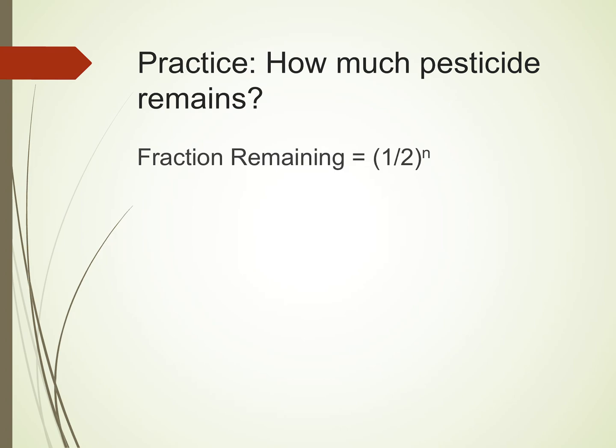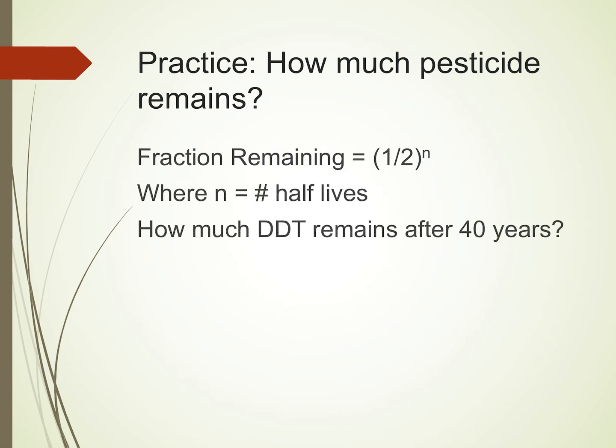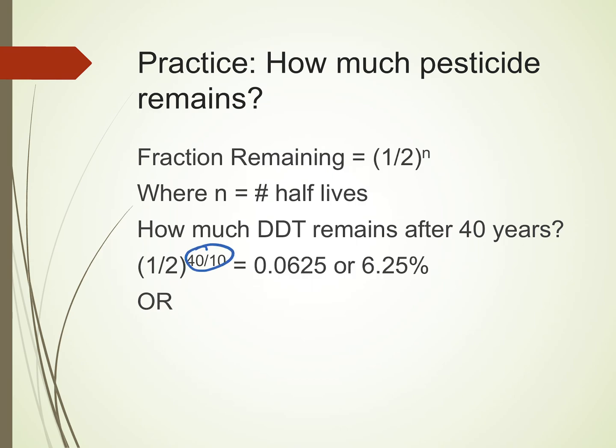So remember, fraction remaining is 1/2 to the n, where n is the number of half-lives. So the question remains, how much DDT remains after 40 years? Well, how many half-lives is that? If the half-life is 10 years, just 40 divided by 10 tells me 4 half-lives. So it's 1 half times 1 half is a quarter, times 1 half is an eighth, times 1 half is a 16th. And a 16th, if you did it on a calculator, 1 divided by 16, you get 0.0625, or 6.25%.